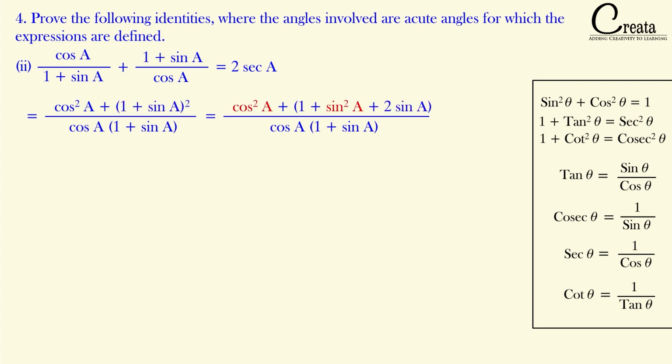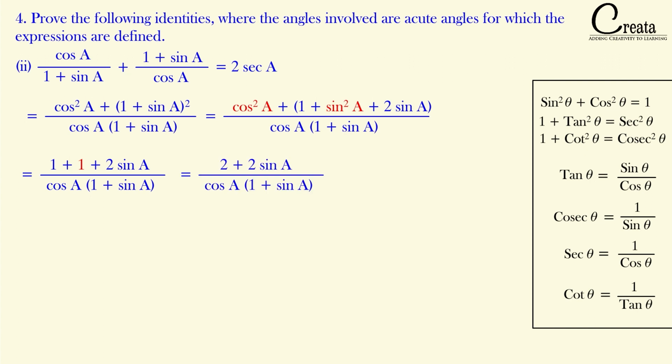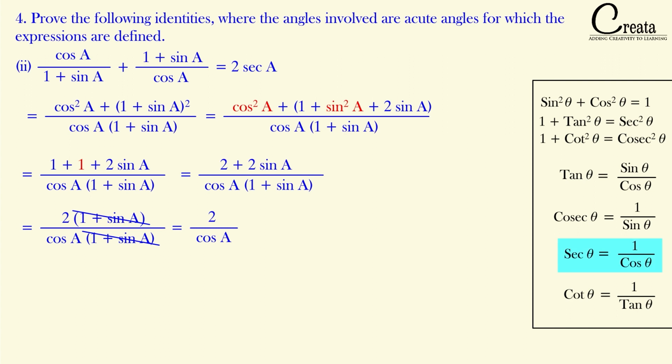Here sine square a plus cos square a, it is resembling the first trigonometric identity formula, that is sine square a plus cos square a is equal to 1. Okay, so in the numerator we got 1 plus 1 plus 2 sine a, which is 2 plus 2 sine a. Here let's take 2 as common. Further, 1 plus sine a is common in numerator and denominator, that will cancel out. So we got the final expression as 2 upon cos a, and 1 upon cos a, we know it is sec a. Sec and cos both are reciprocal of each other. So we got the answer as 2 sec a, that is the answer.